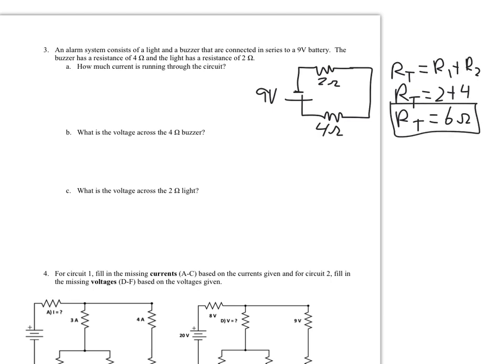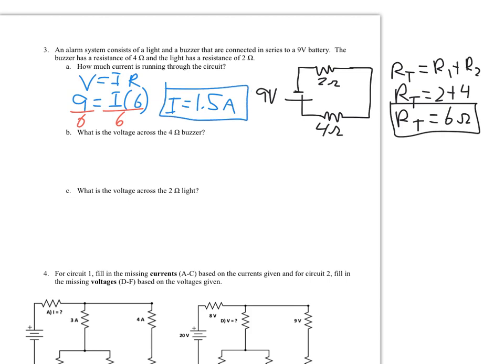From there, we can go ahead and figure out the current running through the circuit using Ohm's law. So I'm going to say V equals IR. So 9 volts equals the current, which is what we're looking for, times 6. We divide both sides here by 6, and we end up getting that the current through the circuit is going to be 1.5 amps.